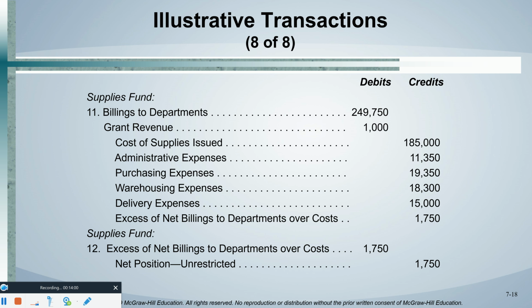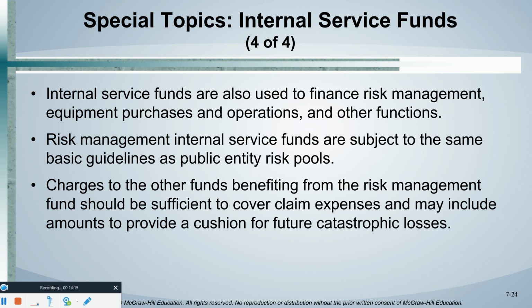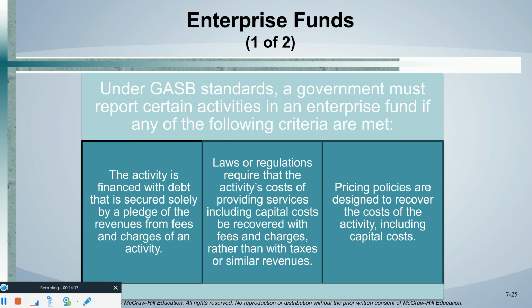And then we will take that excess of billings over costs and ultimately close it out to the equity account, which once again is called net position. And that's what we see in journal entry 12. So that's fairly simple, I think, going through an internal service fund.